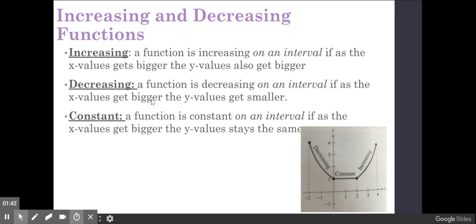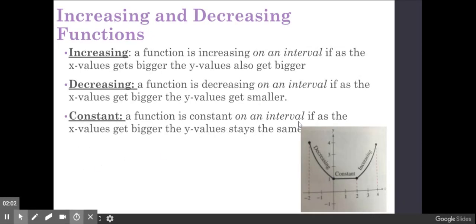For decreasing, a function is decreasing on an interval if as the x gets bigger, the y values get smaller. So as x goes to the right, we're going down. So when we go to the right, we're going down. So anytime you think of x values getting bigger, we're going to the right.